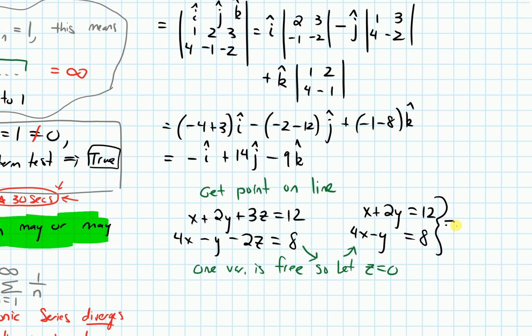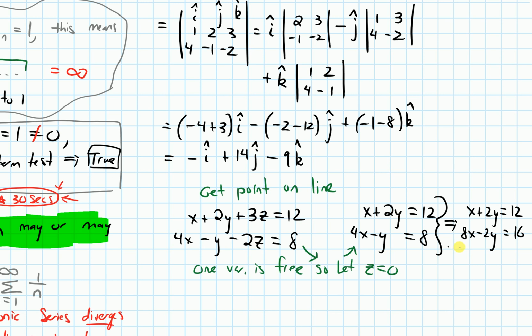All right, so what I can do is multiply the second equation by 2. Keep the first equation how it is, multiply the next one by 2, and I'll get 8x minus 2y equals 16. I'm doing that so that now I can add them together and cancel the two y's. This is one way to deal with a system like this. Another way would be to isolate one of the variables and substitute into the other equation.